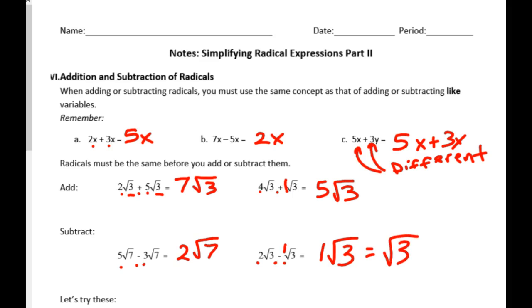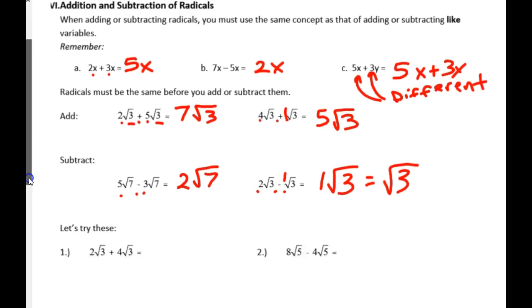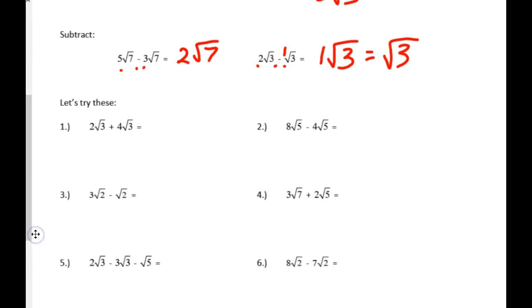Okay? So I want y'all to try these real quick. Be careful with number 4 and number 5 because they have terms that are not like terms. Okay? So careful with 4 and 5. Give that a shot.